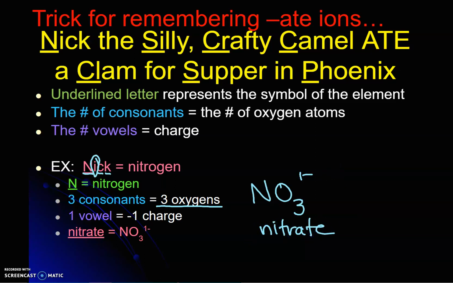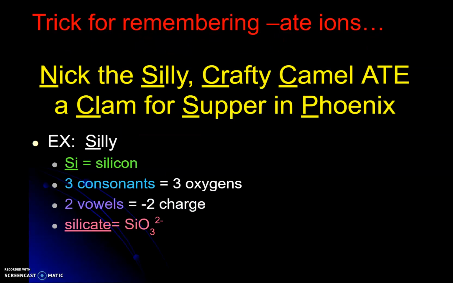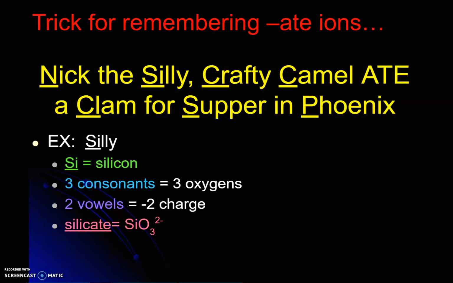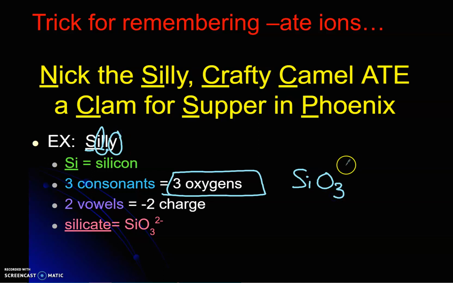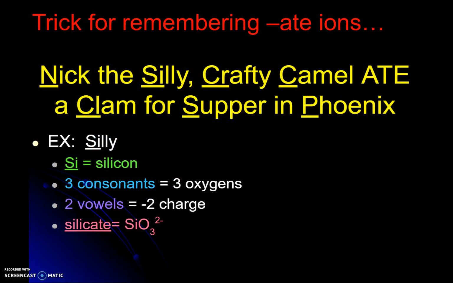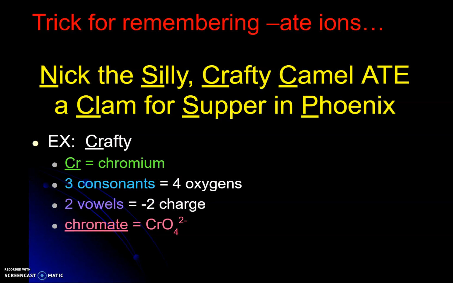Okay, next up we have silly. Silly is for silicon. So we have 1, 2, 3 consonants. So that's SiO3. And then we have 2 vowels, the I and the Y. So that's a 2 minus. So this is my silly friend, Silly Kate. Get it? My silly friend Kate? All right.